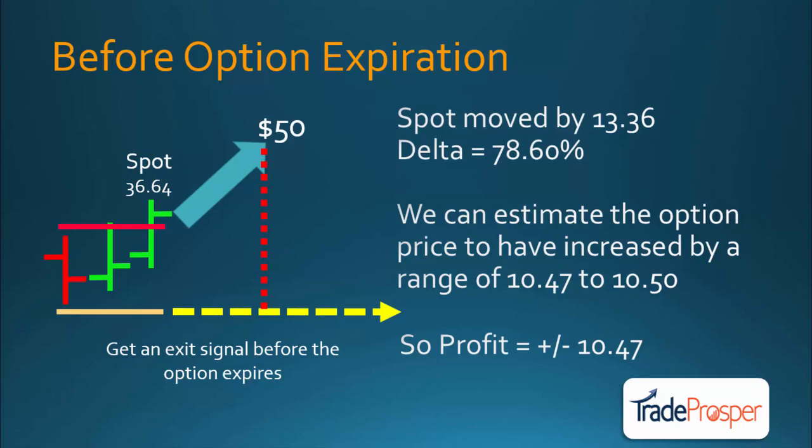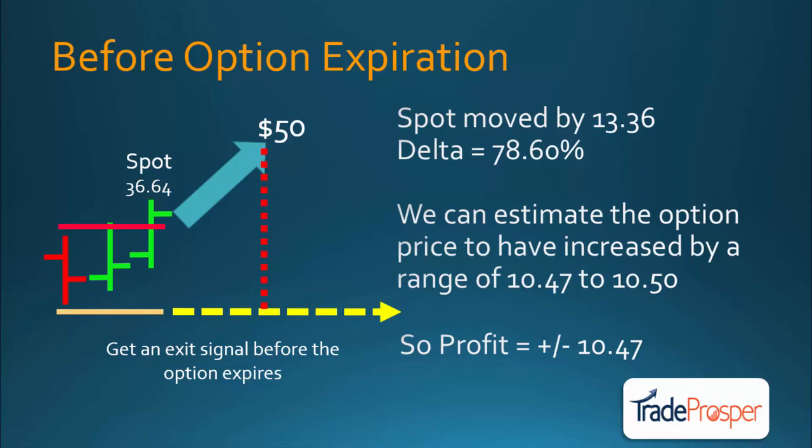Remember, we bought the option for $330, and this was back when the spot rate itself was at $36.64. Starting from there, the spot itself moved up by $13.36 to reach $50. So if you look at our option, which had a delta of 78.6, in other words, it reflects the underlying spot movement to the tune of 78.6%, if the spot moved by $13.36, we can assume that our option's price itself would move by $10.50.